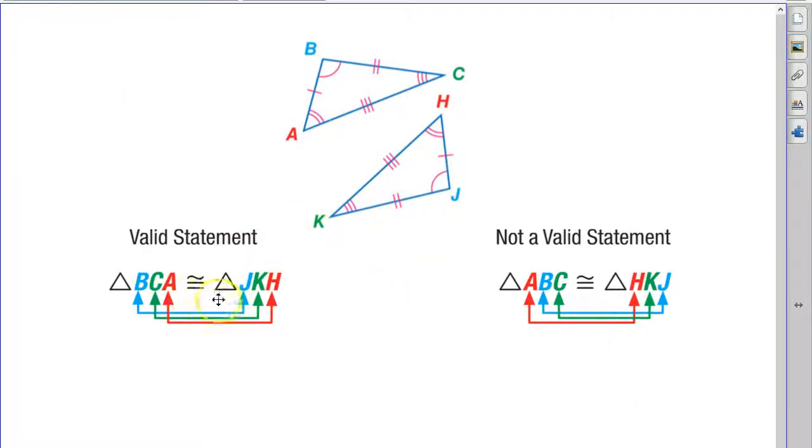And again, valid statements versus non-valid statements. So BCA is valid because B lines up with J, C lines up with K, A lines up with H. But ABC, HKJ is not, because even though A and H line up, B and K don't, C and J don't. So that's an important thing. If your congruent statement's in the wrong order, it doesn't work. It's not a valid congruent statement. That's something people make mistakes on in chapter 4 quite a bit: you'll identify the congruent figures, but you'll have the wrong letter order in your statement.